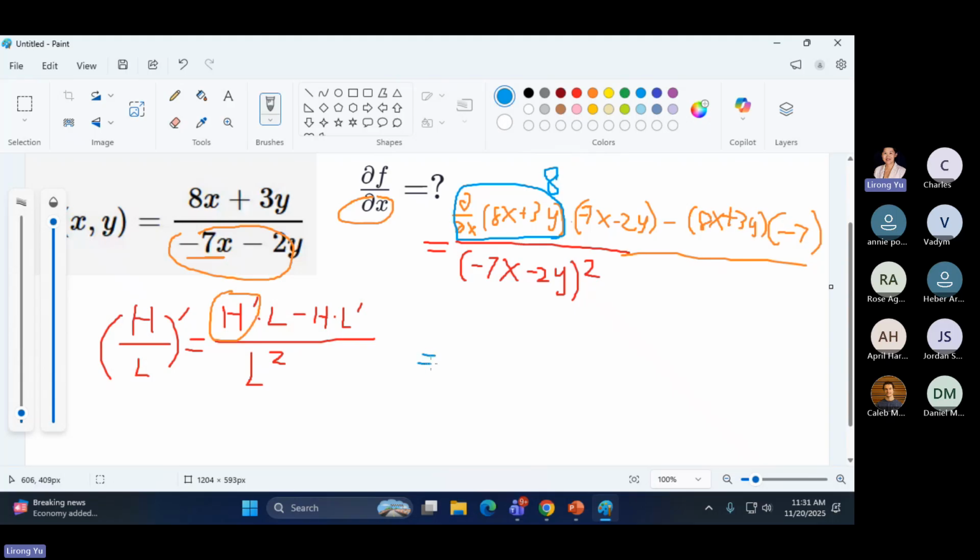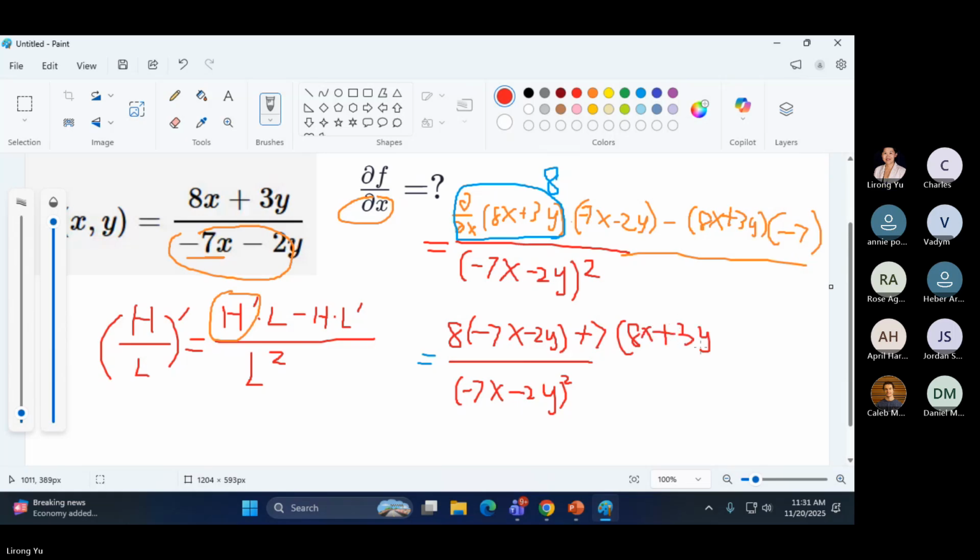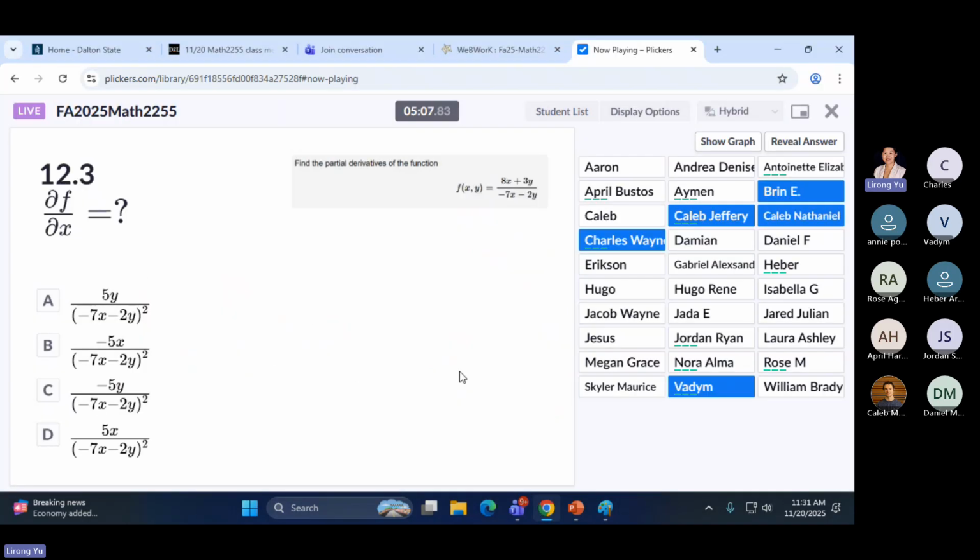Okay. So to start, the denominator will be the same. There's really no change to the denominator. All the action, all the calculation, is in the numerator part. The numerator will be 8 times negative 7x minus 2y. And then there's a minus times negative 7, which is really positive 7. So plus 7 times 8x plus 3y. Then you distribute those coefficients and combine like terms. The rest is trying to figure out what was going on in the numerator and simplify it. I hope that you were able to finish your calculation.